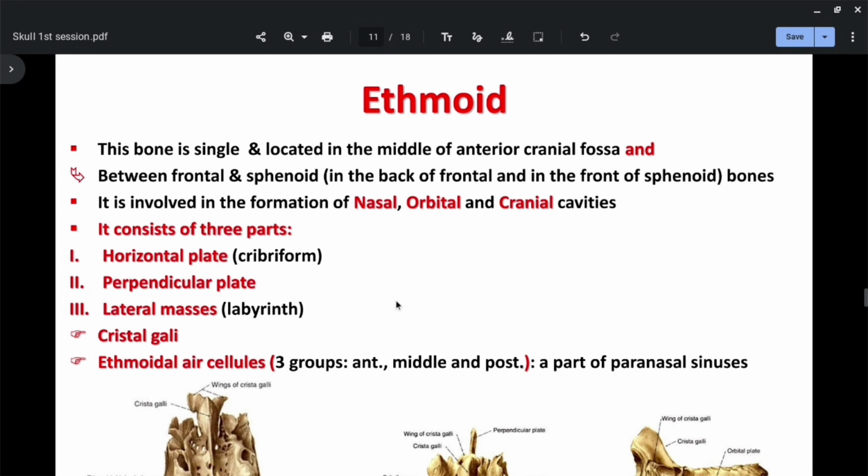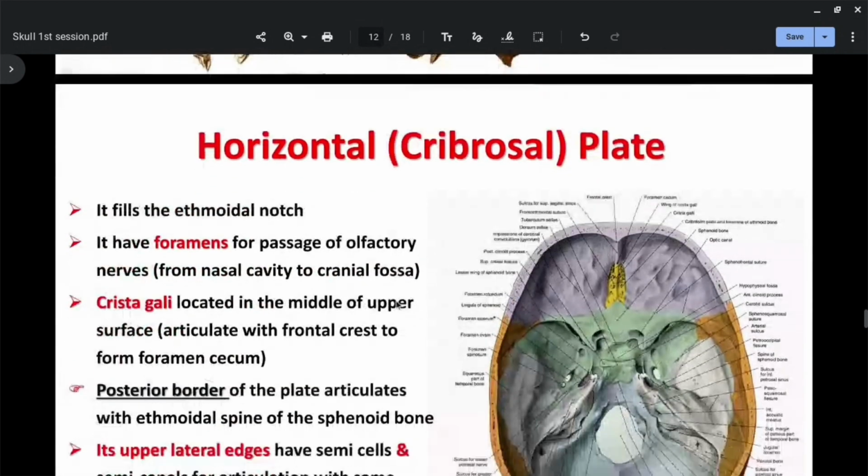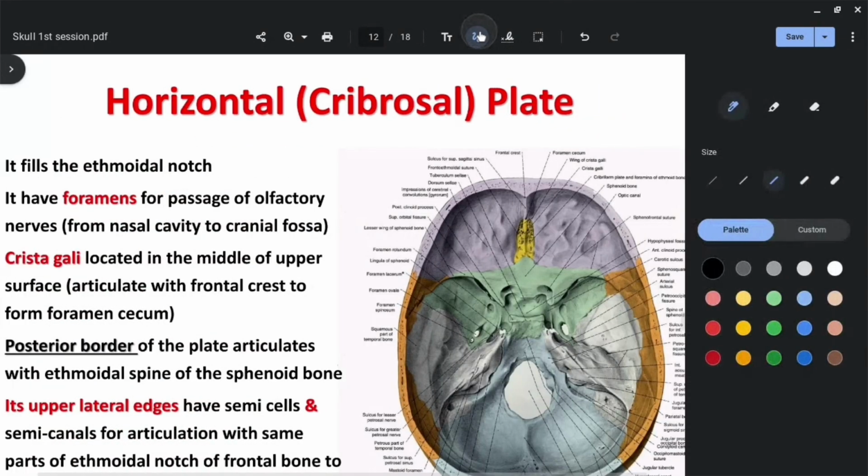First we check the superior surface, which is present in the anterior cranial fossa. So here we have the anterior cranial fossa. Let's begin here. Anteriorly it's connected with the frontal crest. This portion is the frontal crest. Posteriorly we have the ethmoidal spine of the sphenoid bone, so posteriorly it's connected to the ethmoidal spine of the sphenoid bone.